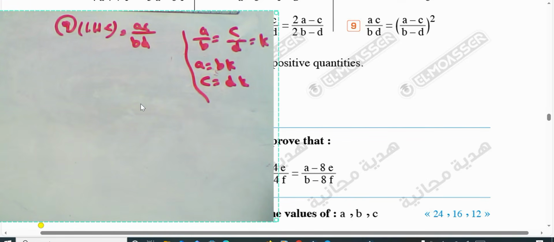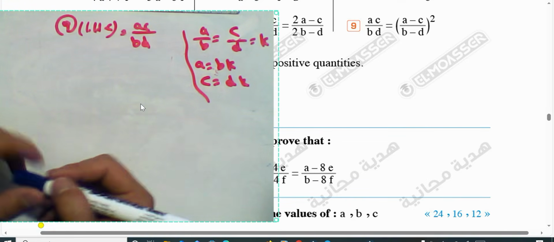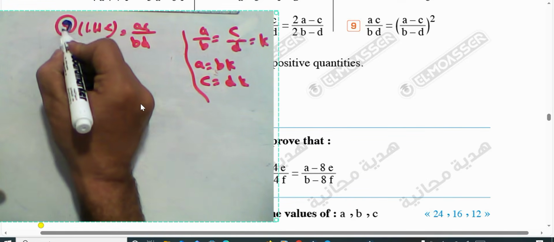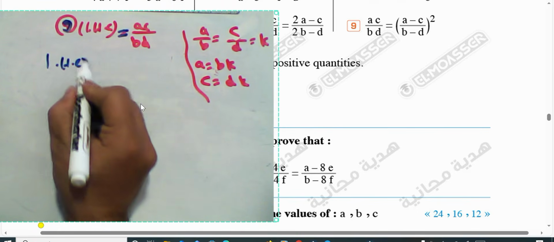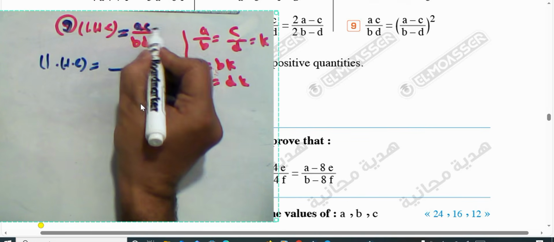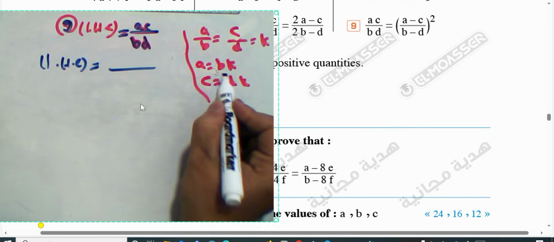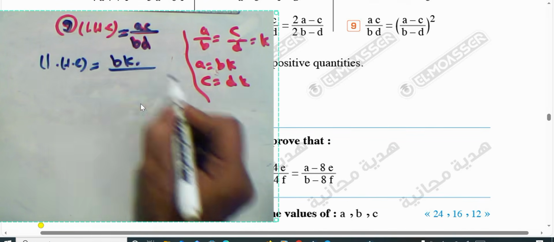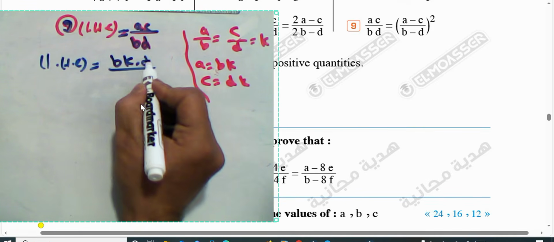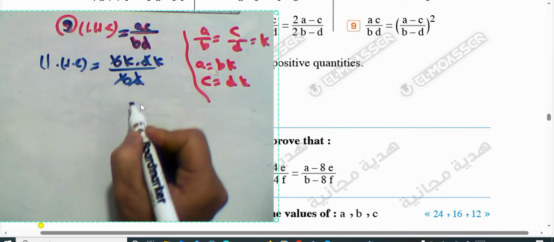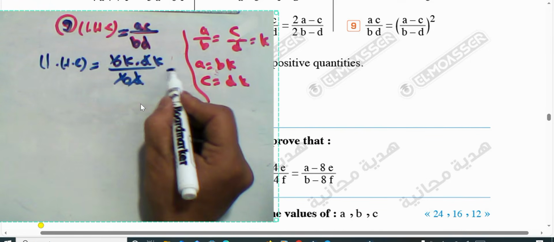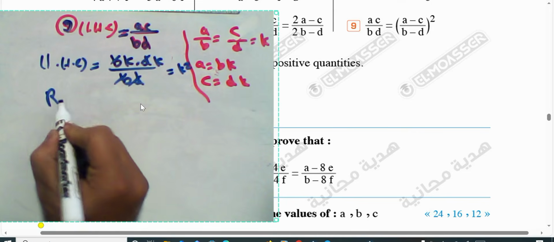Start with this question number 9, okay? Left hand side here. Okay, I write a c over b times d. A here was bk, the value of c was dk, over bd. We can cancel b and d, divided k by k, it will be k power 2.